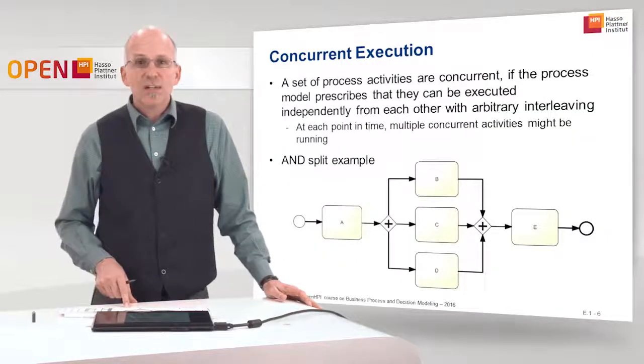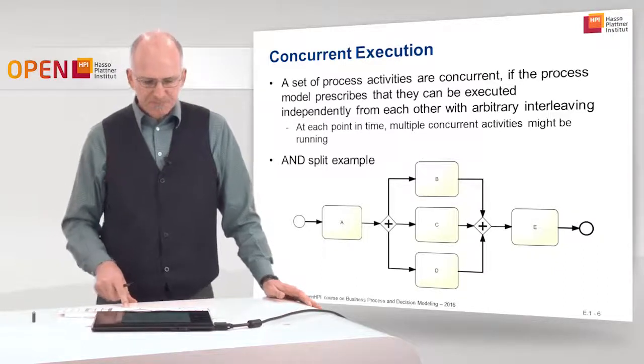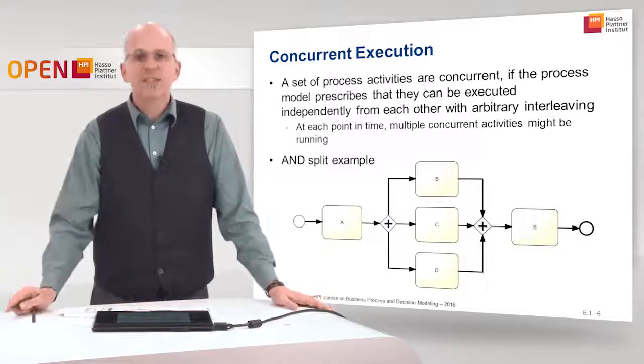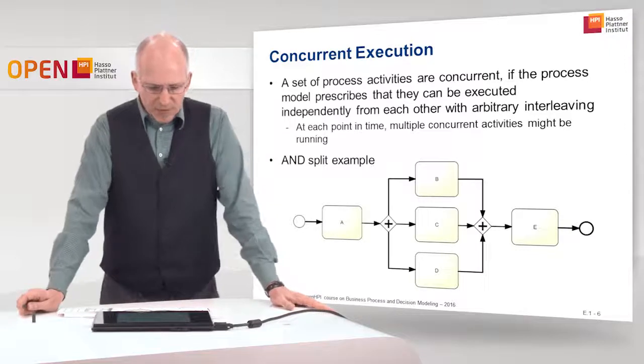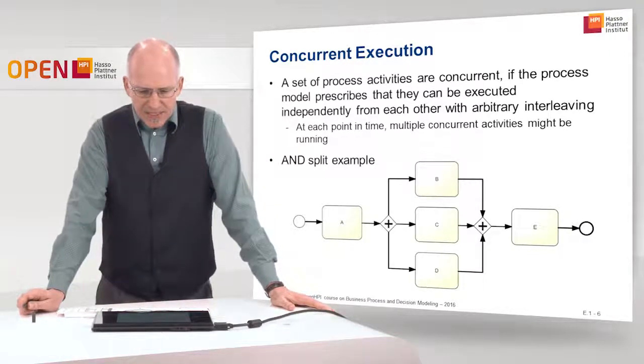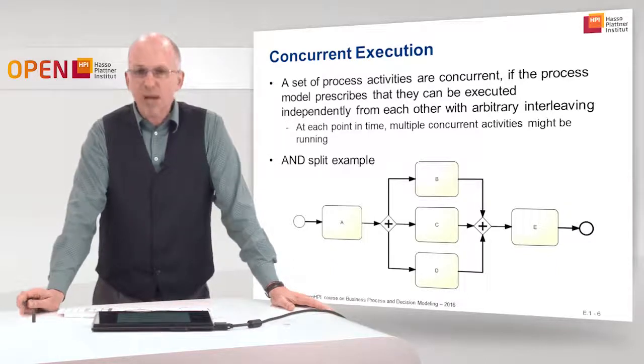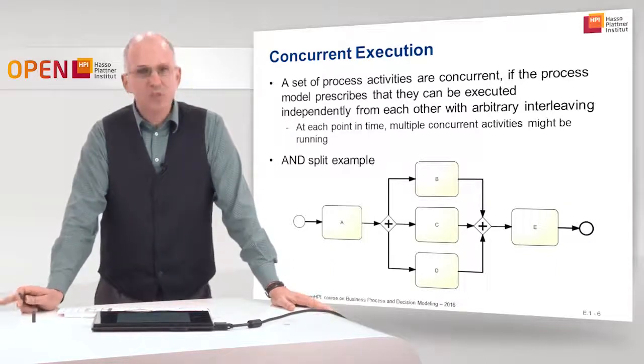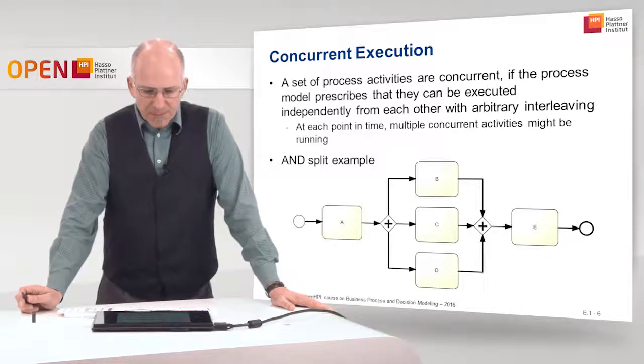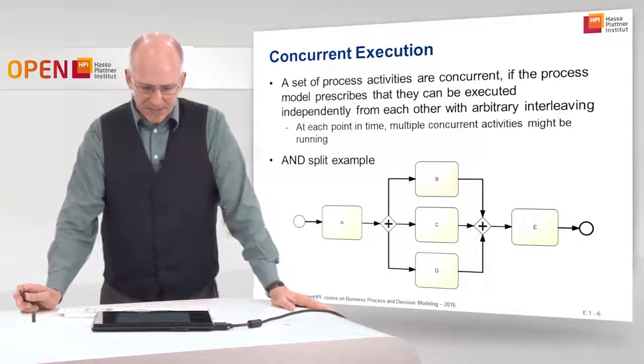So let's now look at concurrent executions. A set of process activities are concurrent if the process model prescribes that they can be executed independently from each other with an arbitrary interleaving. Of course, also arbitrary ordering. At each point in time, multiple concurrent activities might be running.